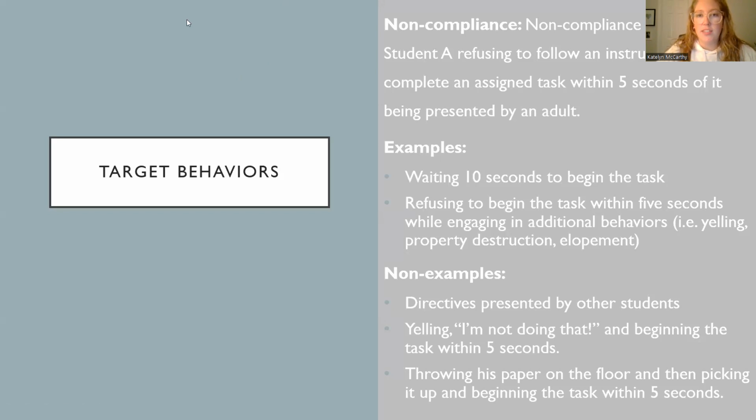Some examples of this target behavior are waiting 10 seconds to begin the task or refusing to begin the task within 5 seconds while engaging in additional behaviors, including yelling, property destruction, or elopement. Non-examples include directives presented by other students. If he doesn't listen to his peers bossing him around, that is okay. And if he yells, "I'm not doing that," but does begin the task within 5 seconds, that is not an example of non-compliance. Another non-example would be throwing his paper on the floor, but then picking it up and beginning the task within 5 seconds.